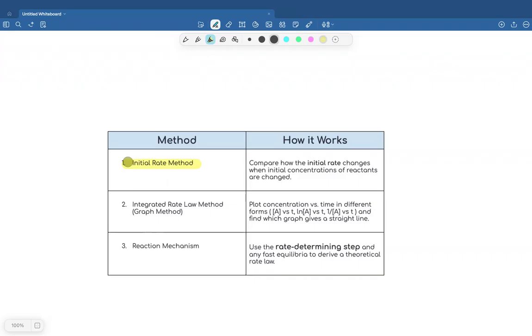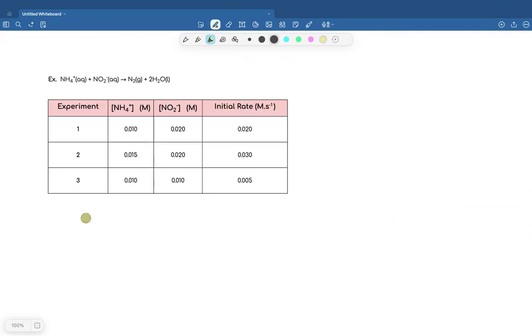The other two methods are using integrated rate law, where you have to use the graph technique for finding the rate law, and then the third method is using the reaction mechanism and knowing the rate determining step. I will tag my other two videos that show how to find rate law using methods number 2 and 3. But for now, this video is solely about using the initial rate method, which is method number 1. For doing this, we have to look at some examples. I have two examples prepared for you.